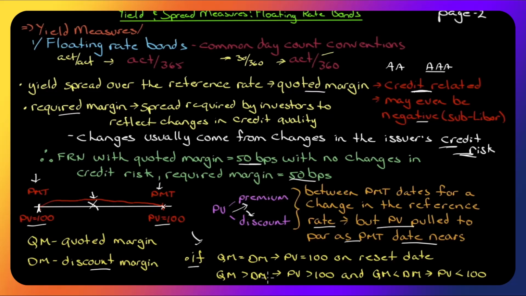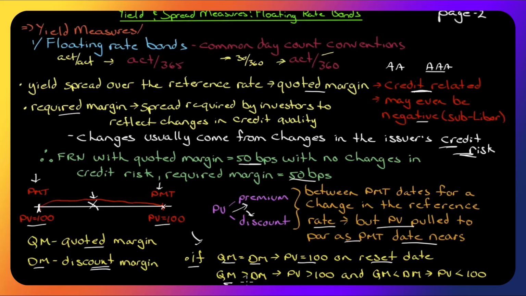Here's a couple of if statements. So some notation. You're going to need this notation on the next screen. QM will stand for quoted margin. DM will stand for discount margin. So we'll drop the whole idea of required margin, and we'll just call it the discount margin. The discount margin is the margin required by the market. So if QM equals DM, then present value will equal 100 on a reset date.